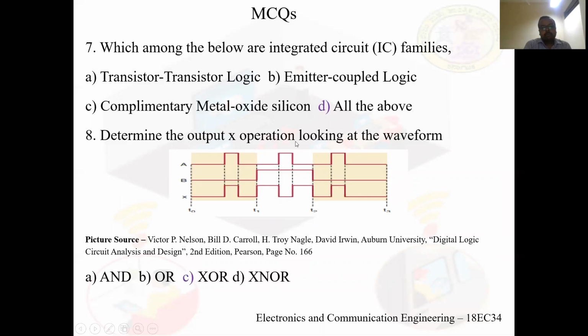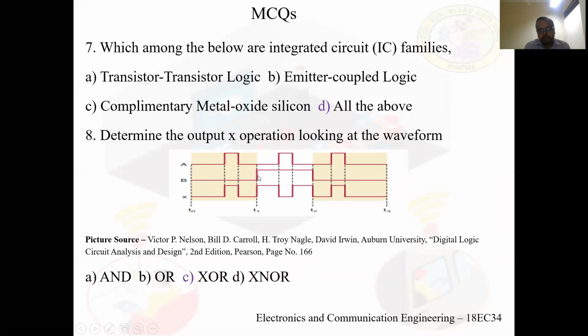The eighth question: determine the output X operation looking at the waveform. As you can see here, we have two input variables A and B, and X is the output. This line is on logic 0, and this line is logic 1. In this period A is 1, B is 0, and the output is equal to 1. And again, when both A and B are 0, the output is 0.